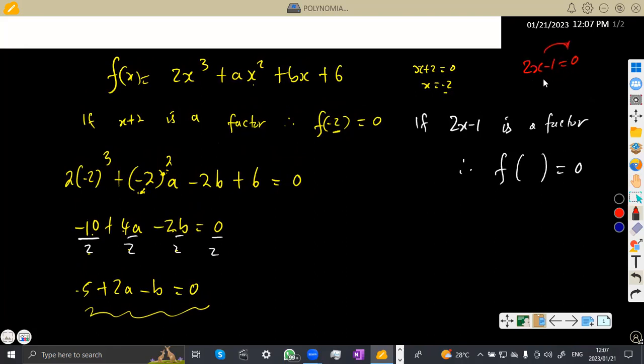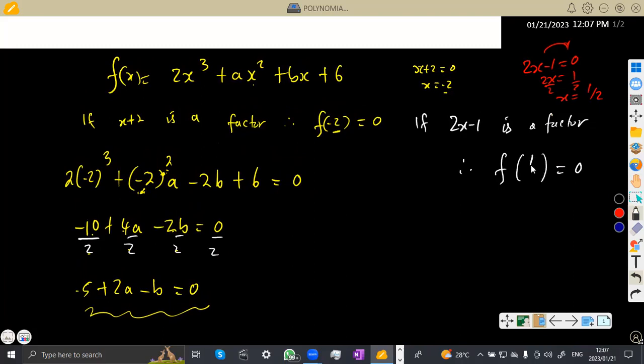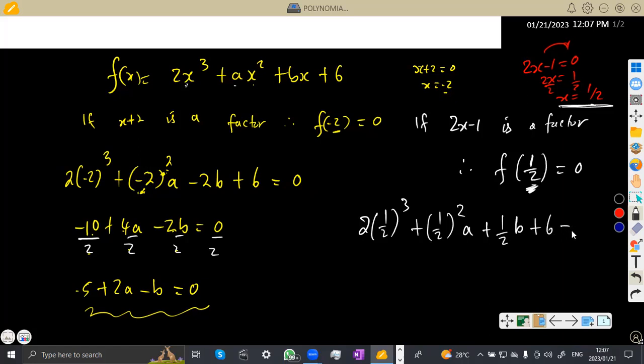So minus 1 to this side is going to be plus 1, so 2x is equal to 1, divided by 2 on both sides. So x is equal to a half. It means f of a half must be equal to 0. So you're going to substitute x, which is equal to half, in place of x here. It's going to be 2 into a half to the exponent of 3, plus a half to the exponent of 2 times a, plus bx, which is plus half b, plus 6 is equal to 0.